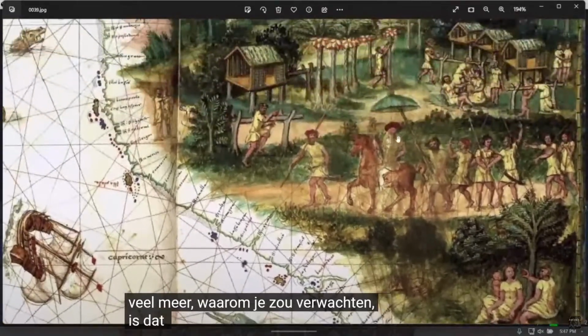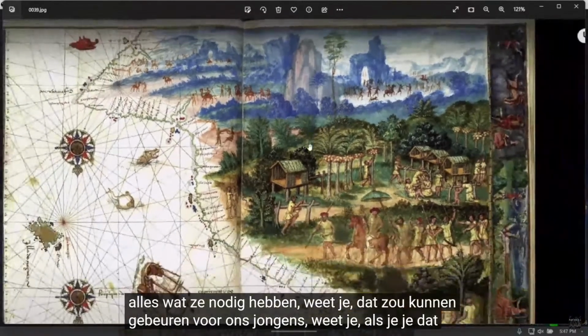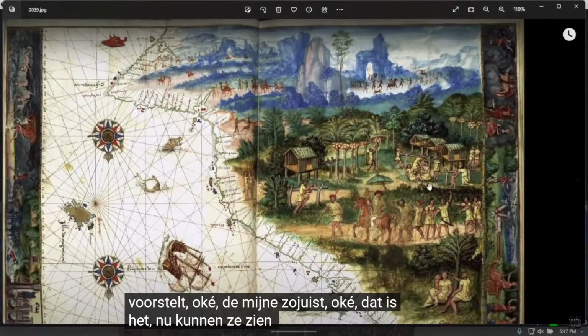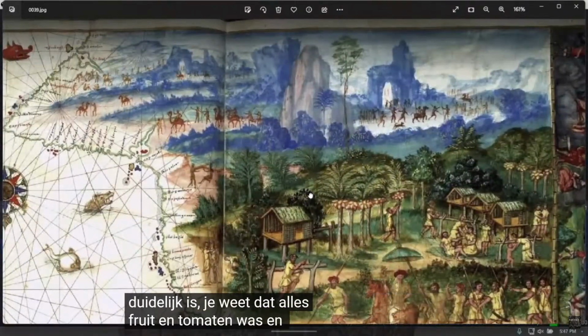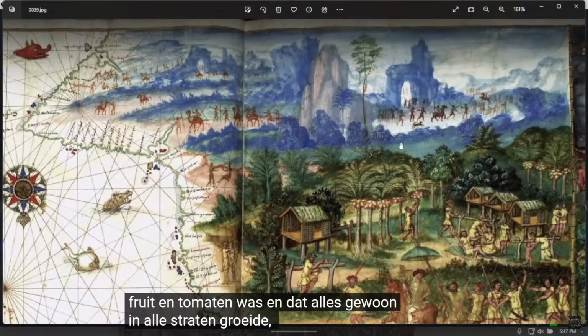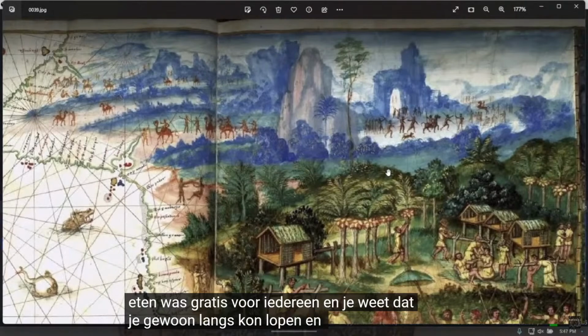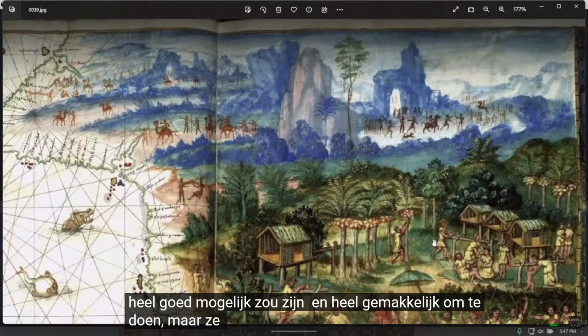The thing is, they got everything growing there and everything they need. That could happen for us, guys, if you imagine that. Imagine everything was fruit and tomatoes and everything just growing in all of the streets. So the food was free for everybody, and you could just walk past and get your food for the day, which would be completely possible and really easy to do. But they don't do it, do they?